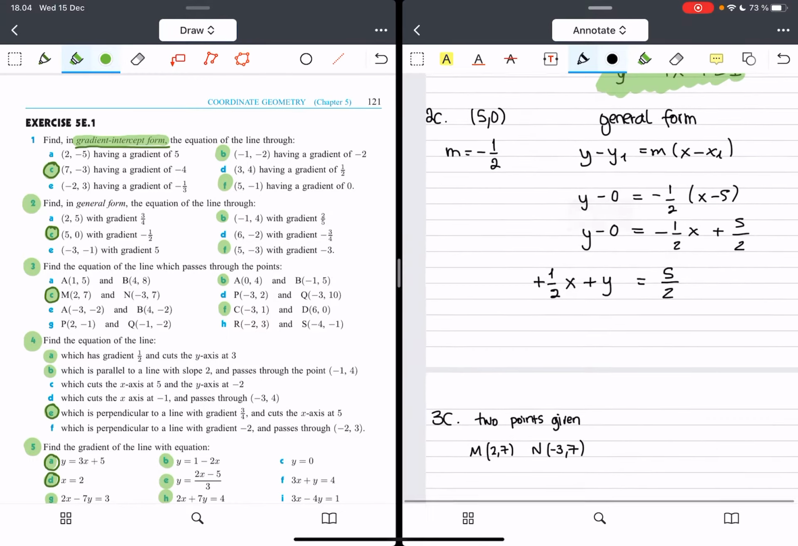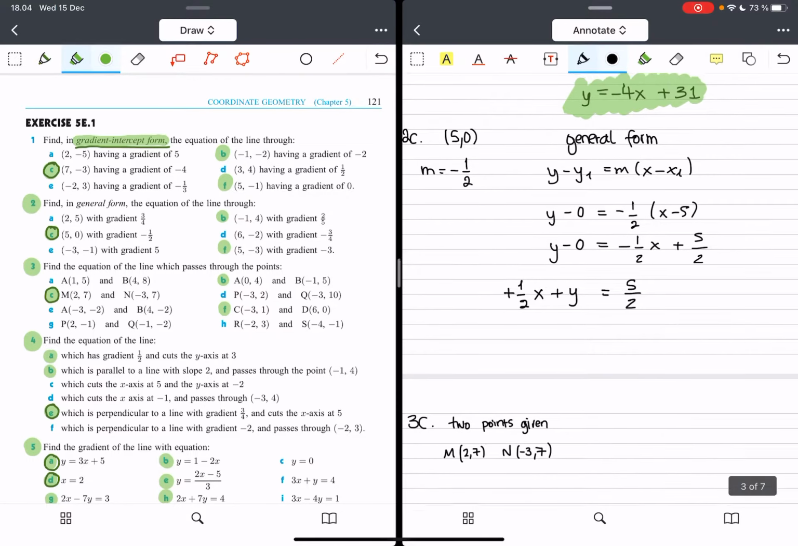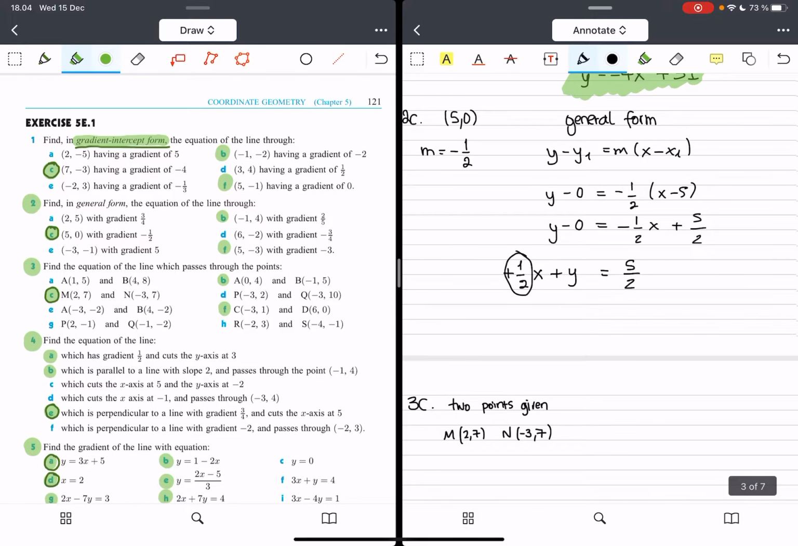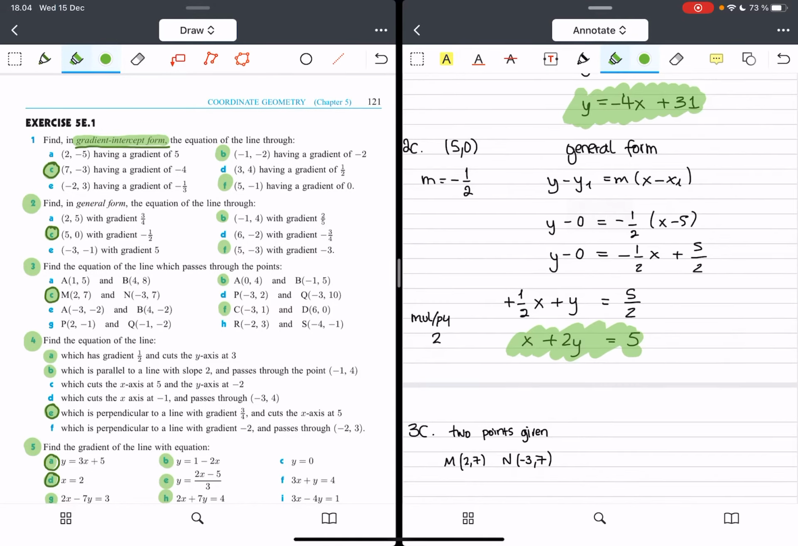When you're asked for the general form, you have to do one more step if the slope is given as a fraction. You have to multiply the whole equation, in this case by 2, because you don't want to have a rational number in front of x. You want to have an integer. If you multiply by 2, this will become 1 times x, or just x, plus 2y equals 5. And this is your general form.